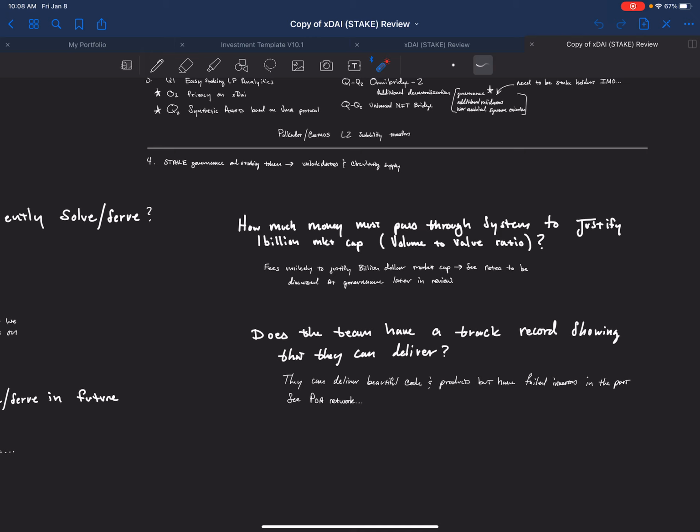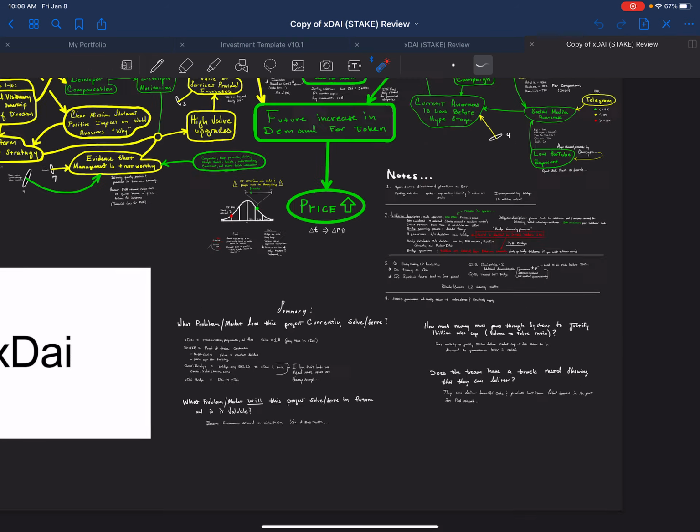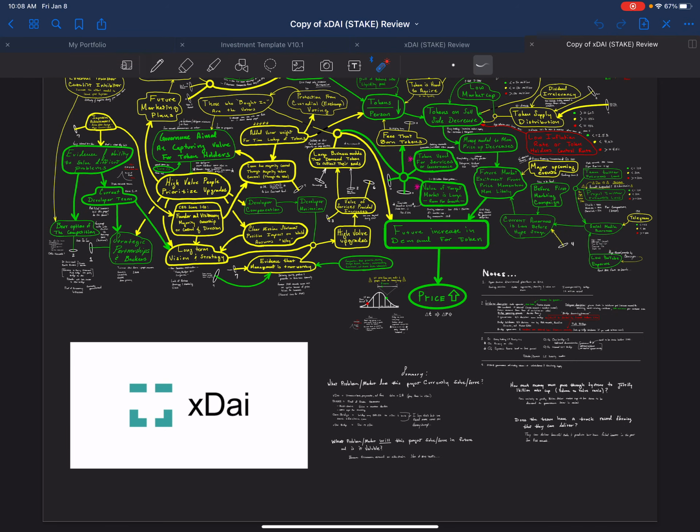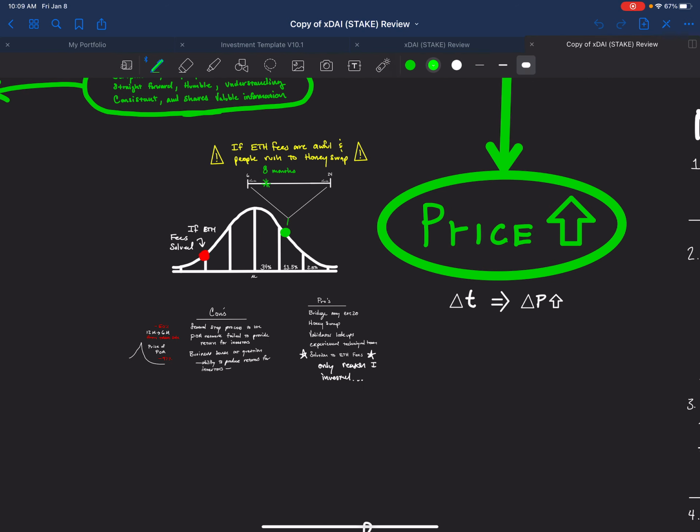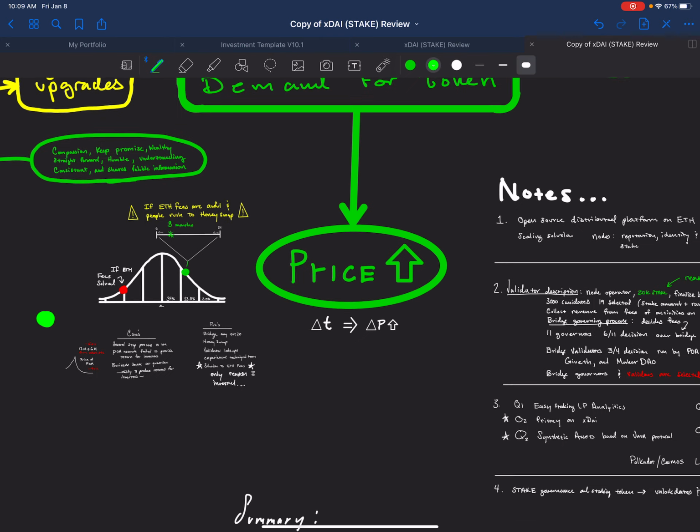So does the team have a track record showing that they can deliver? They can deliver a bit of code, beautiful code and products. However, they have failed investors in the past with the POA network, and I'll get into that as well. Okay, so let's get this thing rolling. I'll go over this after the review is done.